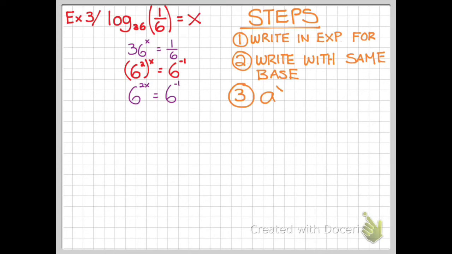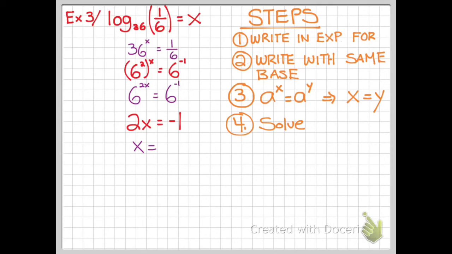My third step is to use the fact that we have the same base on both sides, and if that's true, then x must equal y. So I'm using this property again to basically cancel out the bases. Step 4 is to solve. Now we have an equation where we can divide both sides by 2 and get x equals -1/2.